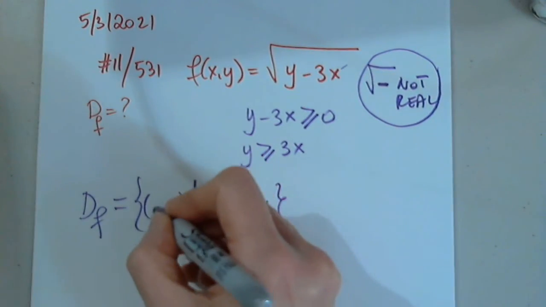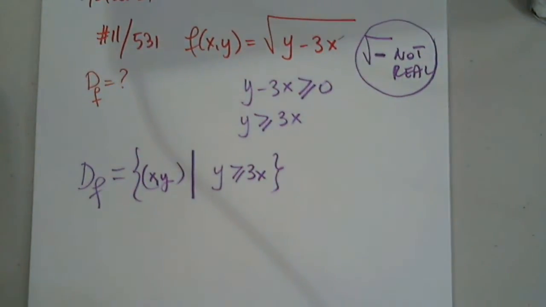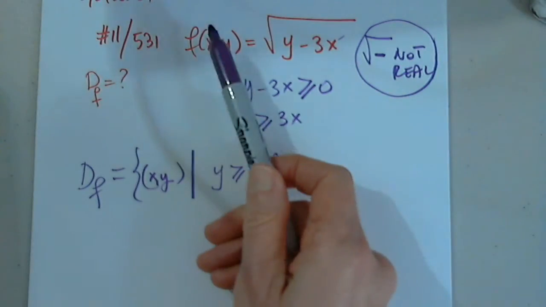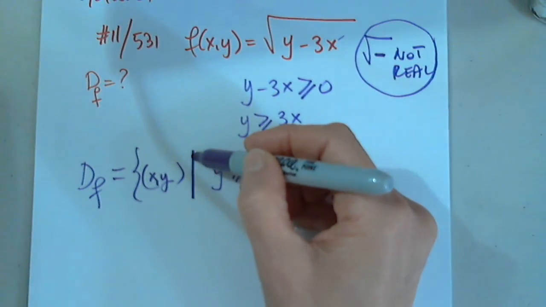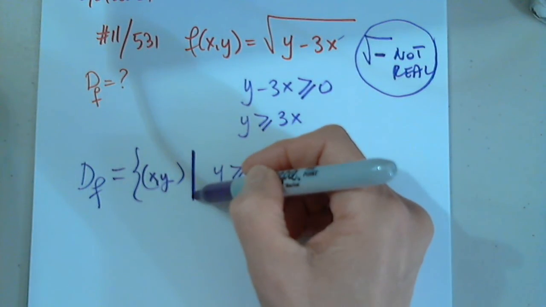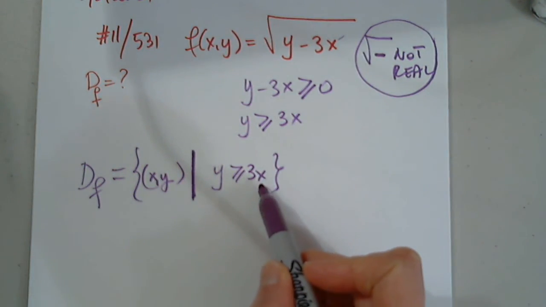The ordered pairs x comma y. So the domain of function f consists of ordered pairs having the property that y has to be greater than or equal to 3x.